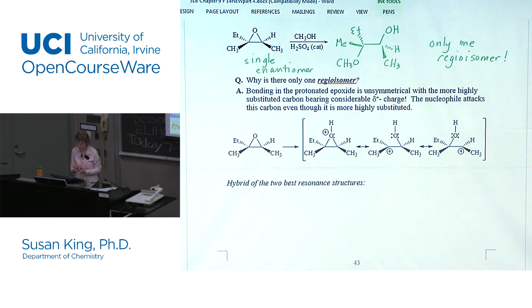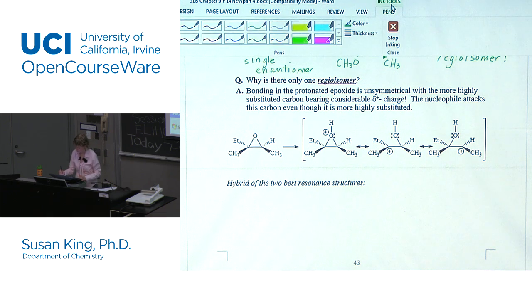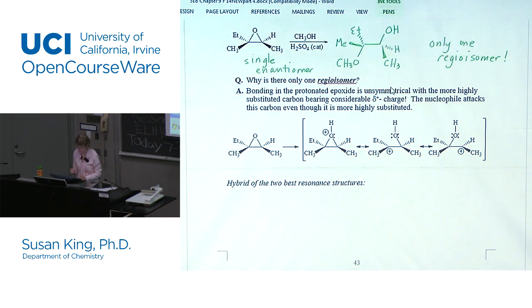Okay? So here's an explanation that most students find a little bit easier than looking at the structure of the transition states. And so the explanation is, bonding in the protonated epoxide is unsymmetrical with the more highly substituted carbon bearing considerable partial positive charge. The nucleophile attacks this carbon even though it is more highly substituted. That doesn't sound like it's easy to understand at all. So let's go through this. So what I'm going to do is I'm going to take this protonated epoxide. Let's protonate it here. We'll skip that step.